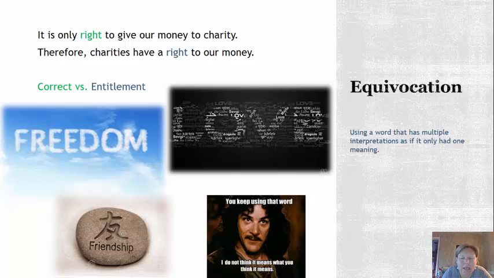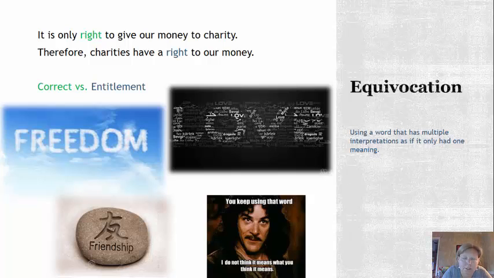Okay. Equivocation. This is when you use a word in two different contexts to try to evoke the same meaning. Or maybe you're using a word that has many connotations and you're inserting your own connotation, assuming everyone else is going to view it the same way. So in this case, it says, it is only right to give our money to charity. Therefore, charities have a right to our money.